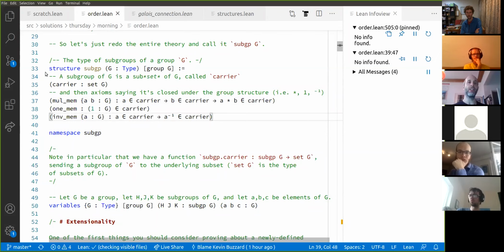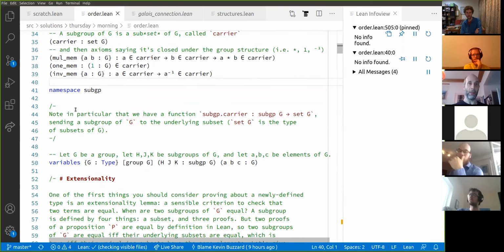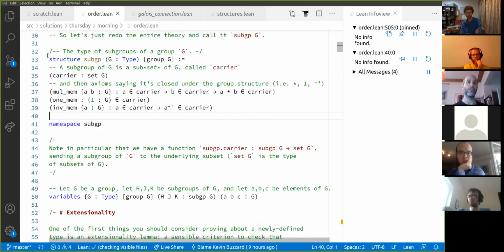So that's the definition of the type of subgroups of G. And so now a term of type subgroup G is a subgroup of G. That's what we could say informally. More formally, to give a term of type subgroup G, we have to give a subset of G called the carrier, and then we have to prove these three axioms. So that's how bundled subgroups of G are done. The reason it's bundled is because the carrier is part of the structure. You see groups, anyway, the carrier is part of the structure. That's what bundled means.